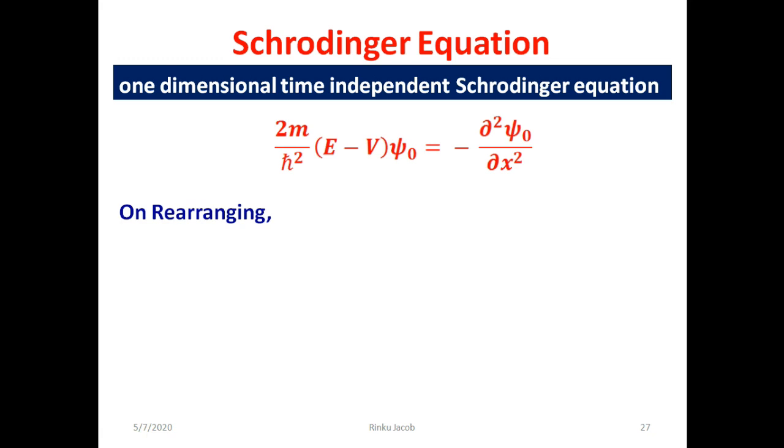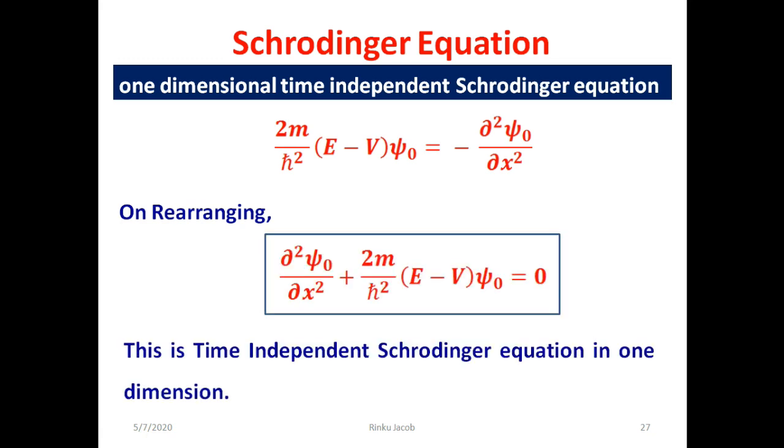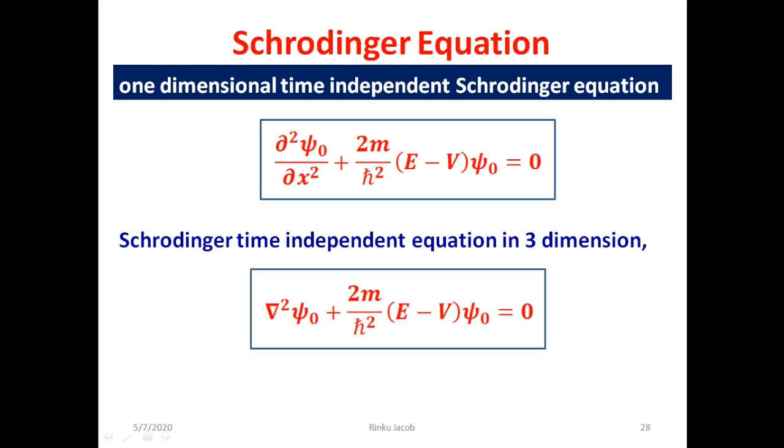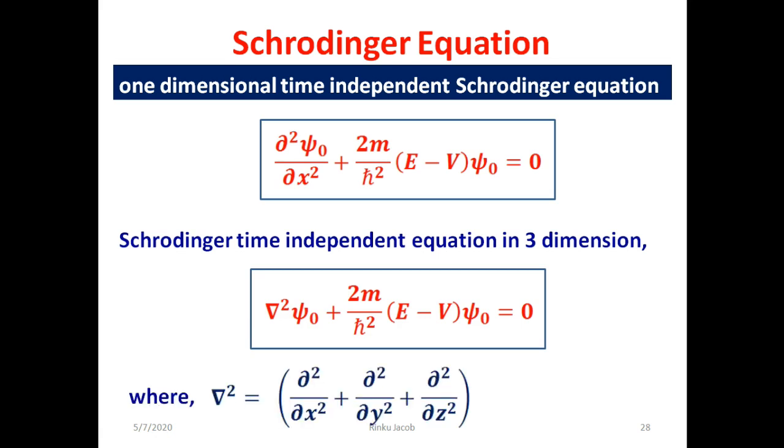Now on rearranging, that is taking all the terms to the LHS, we get ∂²ψ0/∂x² plus 2m/ħ² into (E minus V)ψ0 equal to 0. This is the time independent Schrodinger equation in one dimension. Now Schrodinger time independent equation in 3 dimensions is given by ∇²ψ0 plus 2m/ħ² into (E minus V) into ψ0 equal to 0, where ∇² equal to ∂²/∂x² plus ∂²/∂y² plus ∂²/∂z².